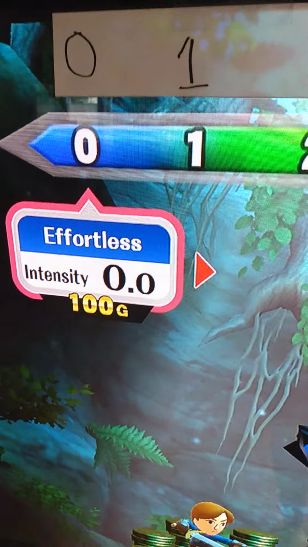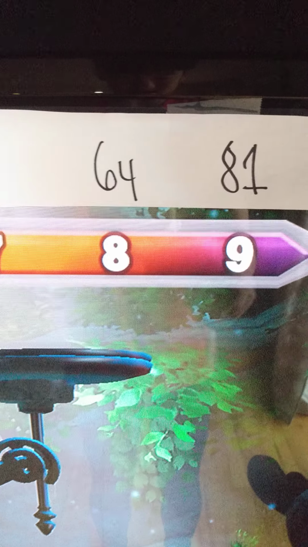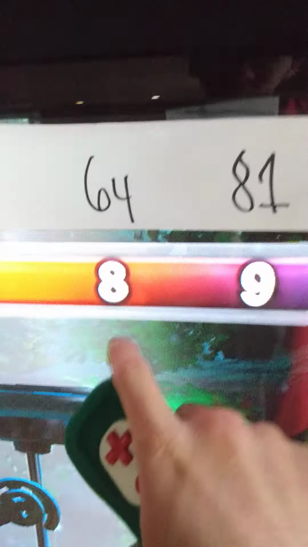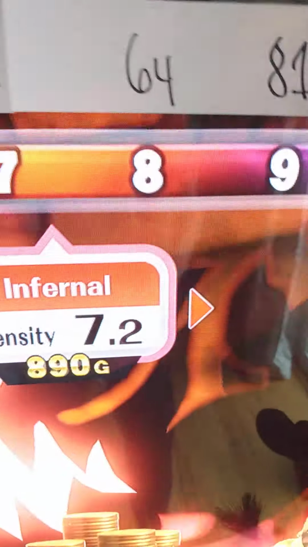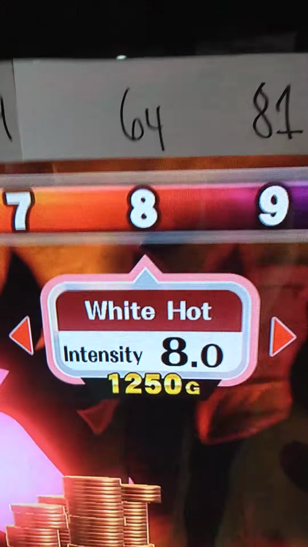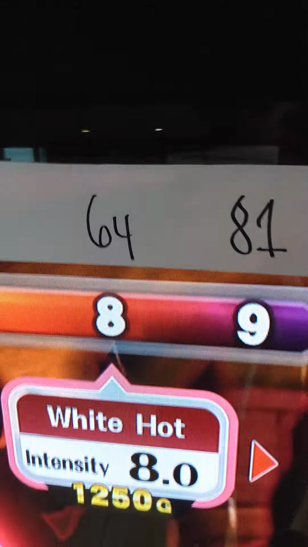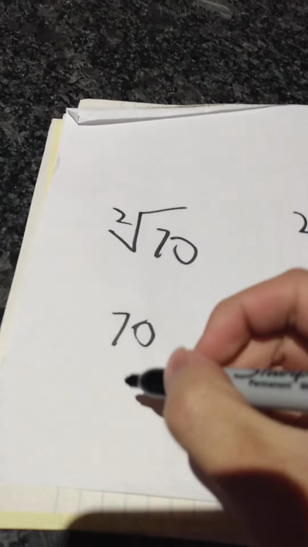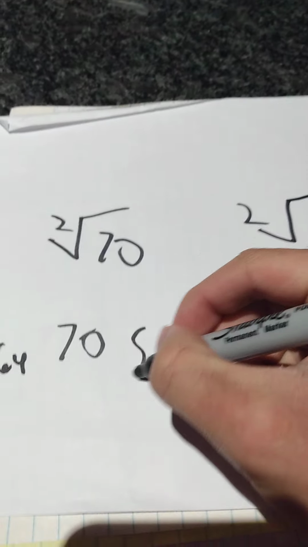And start the problem. 70, the numbers close to 70 are 8 and 9, because the square root of 64 is 8 and the square root of 81 is 9. So, let's move our counter up to 8 and wait there. 70 is going to be in the middle of here, so you guys will estimate what the decimal is. Here's 64 and here's 81.